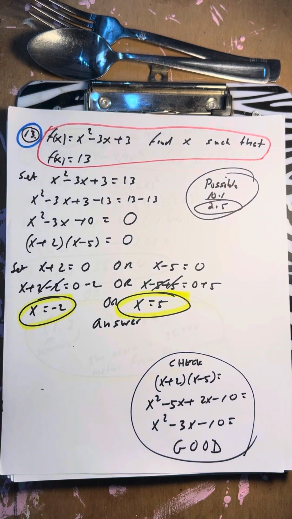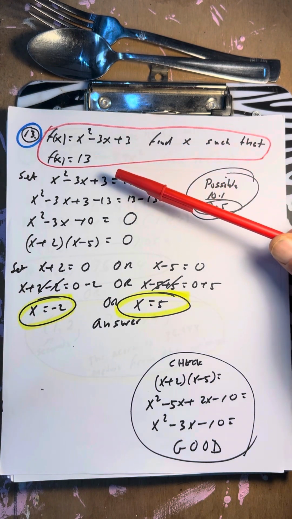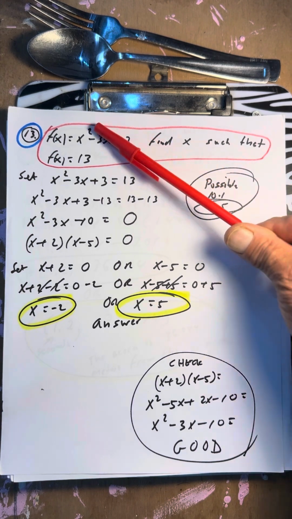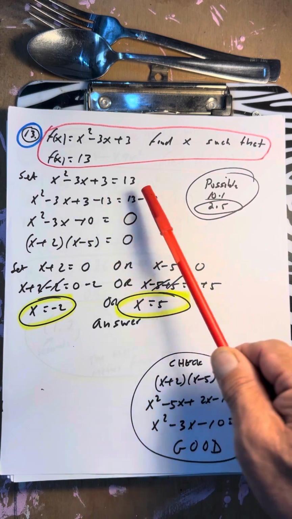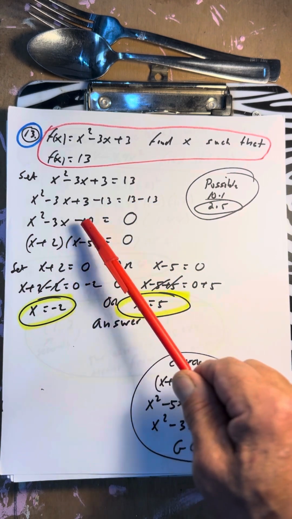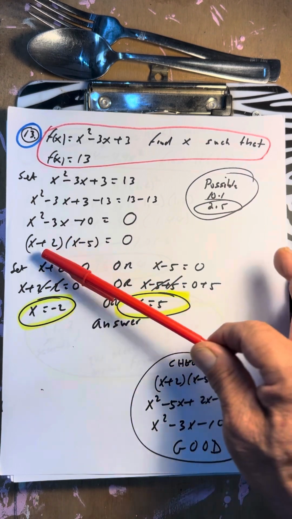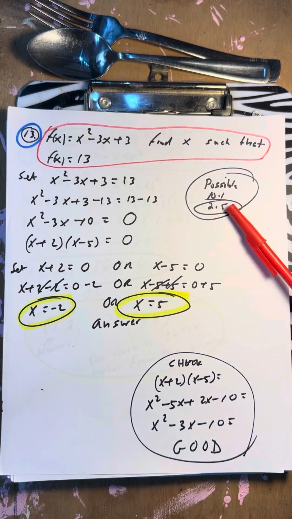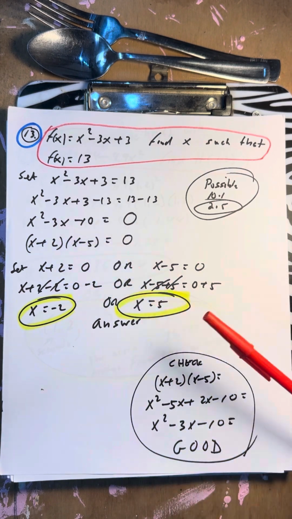This one. f of x is this. It says find x such that f of x equals 13. So when is this right here equal to 13? Set it equal to 13. So I'm going to subtract 13 from both sides. So I have x squared minus 3x minus 10 equals 0. So now I'm going to factor this one. And the possible numbers for 10 are 10, 1, 2, 5. I say 2, 5 works. 2 and 5. And if it's positive and negative, let's check it.